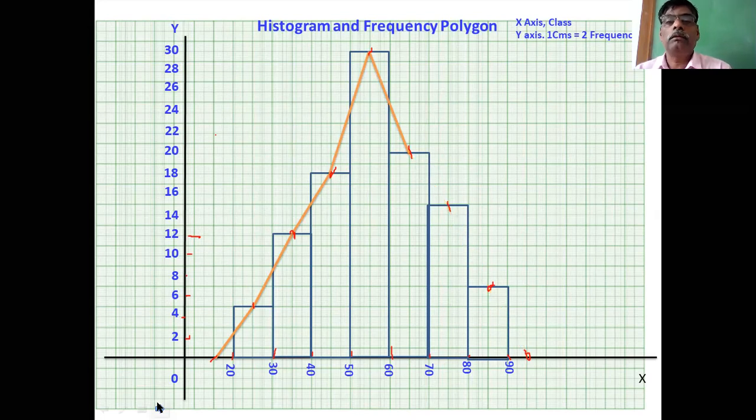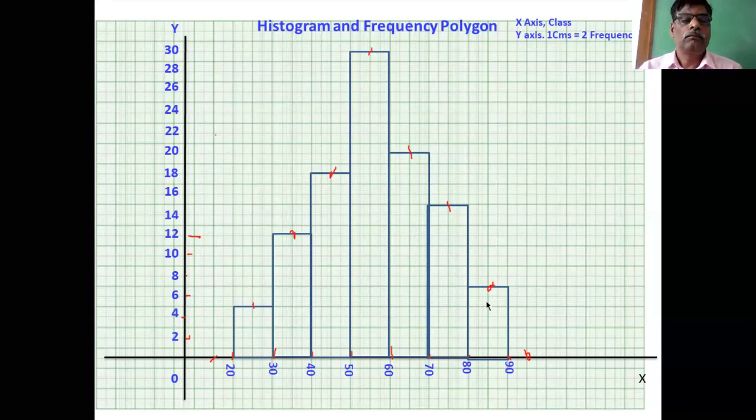Suppose they ask to draw a frequency curve. Then you take a pencil and draw a freehand curve, a freehand line. A freehand line indicates a frequency curve. Okay. The only difference between the frequency polygon and the frequency curve is: if you draw a straight line, it is a frequency polygon. If you draw a freehand curve, freehand line, that is called a frequency curve. Okay. This is the example.